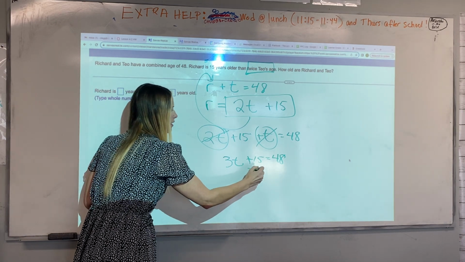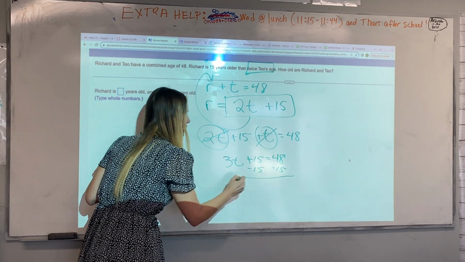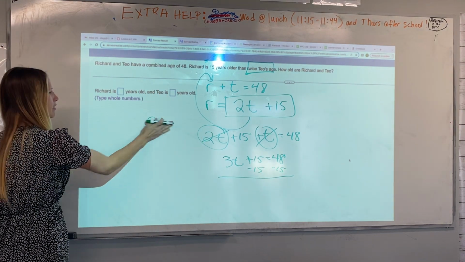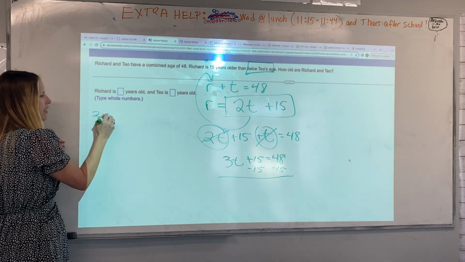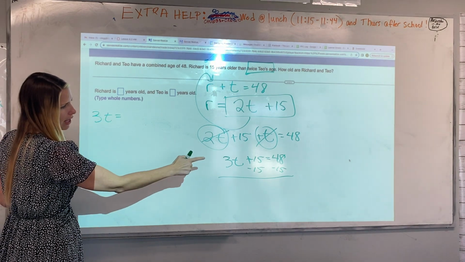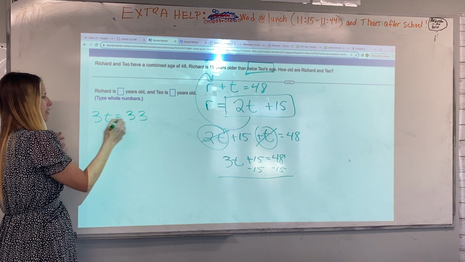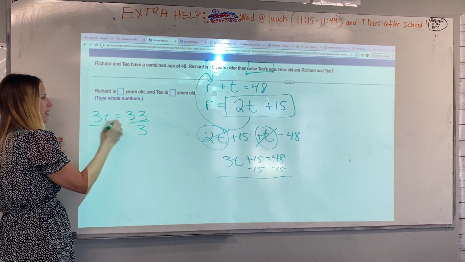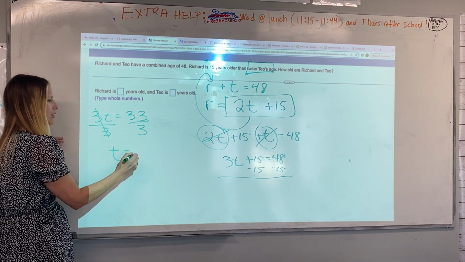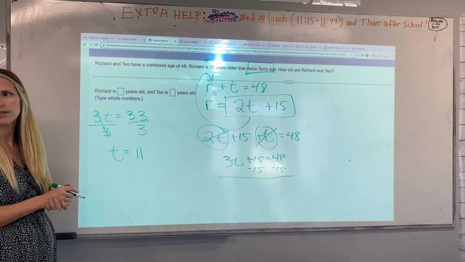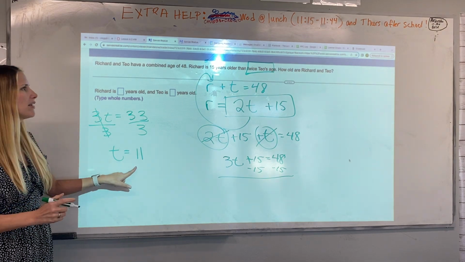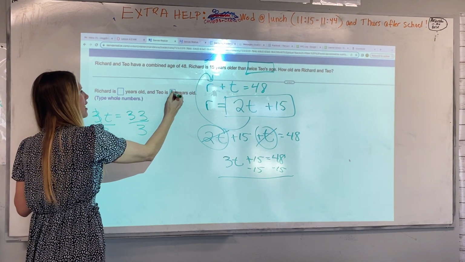Next step. You're going to have to get rid of the 15. Yeah, minus 15, so I'm going to write it over here. 3t equals 33. Divide by 3, and you get t equals 11. So how old is Teo? 11. So Teo is 11.